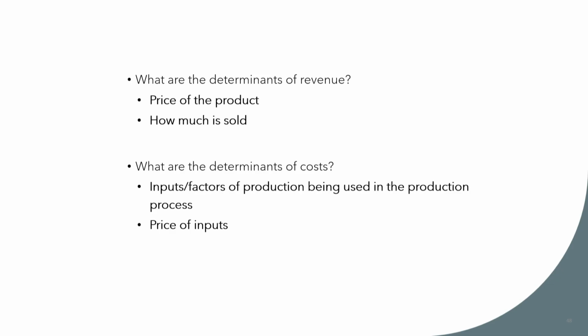So what are the determinants of revenue? Revenue here means total revenue. Total revenue means the price of a product multiplied by how much is sold, so revenue is equal to price times the quantity sold, the quantity supplied. That is the total revenue. And what are the determinants of cost? The determinants of cost are the inputs or factors of production being used in the production process, plus the price of inputs.